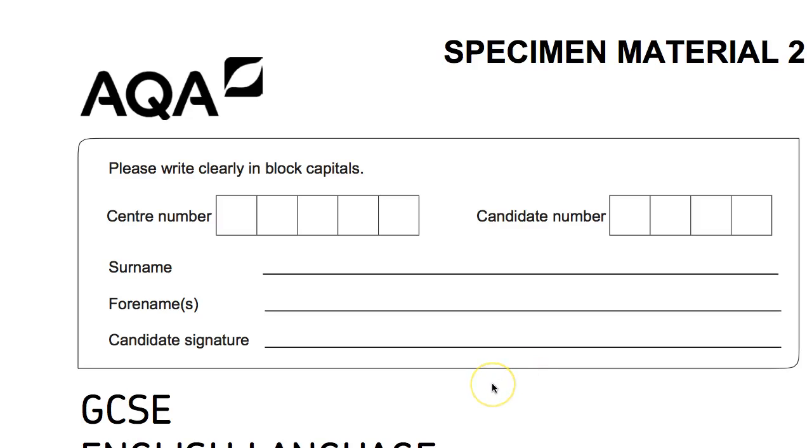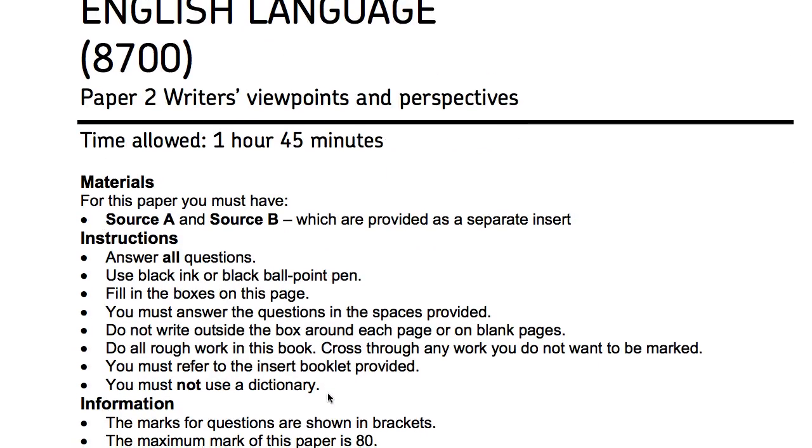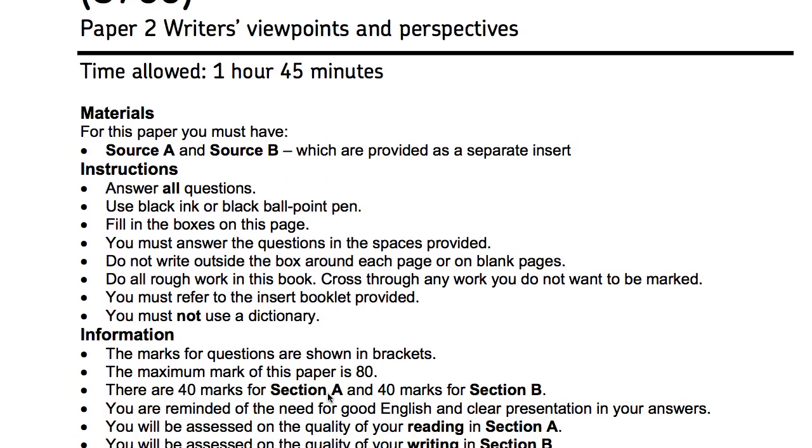Hello, today we're going to look at paper 2 of the AQA English language exam. It's 8700 and we're looking at the writer's viewpoints and perspectives. This video will be just on question 1, but it's worth looking at the instructions that you get given.